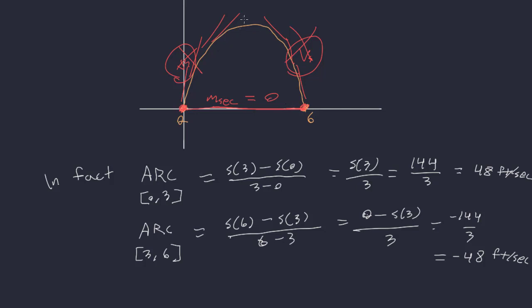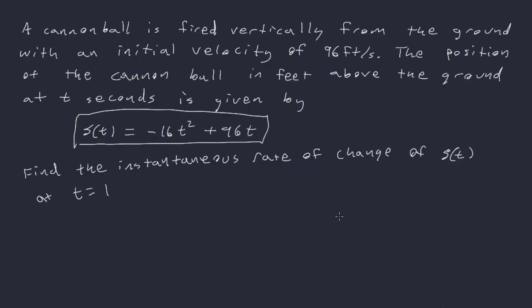All right, so hopefully you're seeing some of the limitations of the average rate of change. It can give us information that is kind of helpful, but not all that useful. So now let's start looking at the instantaneous rate of change. All right, so let's find the instantaneous rate of change of s of t at t equals 1.